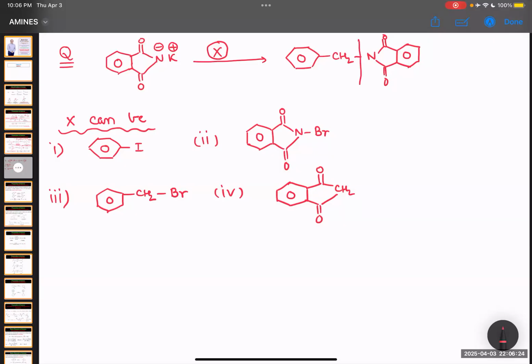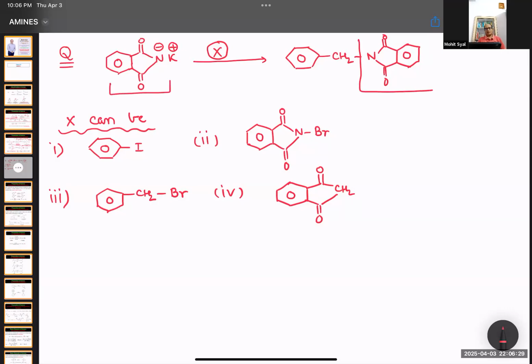Because this is what we are getting from potassium phthalimide. This we are already having. This N minus is going to replace something here. So there should be some atom at this CH2 which can come out easily. Got it? Is that clear? So you need some leaving group. So this is the answer.